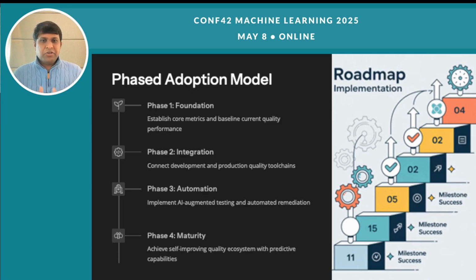And obviously the maturity, right? Achieve a self-improving quality ecosystem with predictive capabilities. At the end of the day, even if you do the POC and implement, certain things will work out the way you want them to. You will have positive results and you will have negative results, so see whatever the learnings are from those negative results, and how we can make them an opportunity to learn more, implement, and have better results.